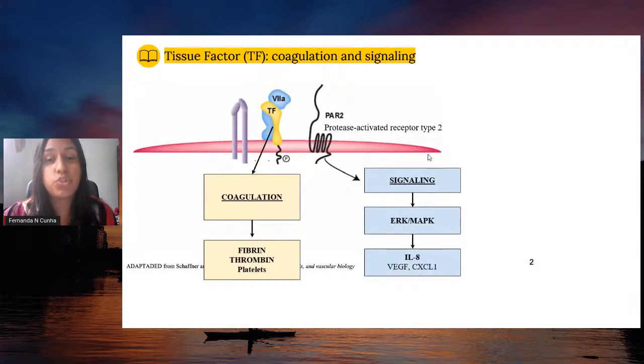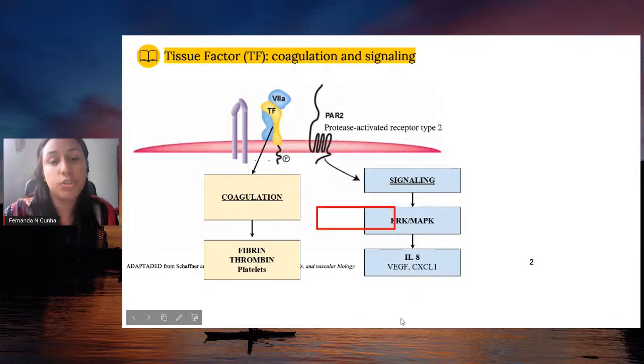The reason for this project is that TF, first known for its ability to activate blood coagulation, has also been detected at the membrane of different types of cancer cells, including breast cancer. And its expression is positively correlated to tumor aggressiveness and poor prognosis. In addition to its role in blood coagulation, TF is known to induce an intracellular signaling pathway leading to production of several factors, among which IL-8 has attracted our attention.